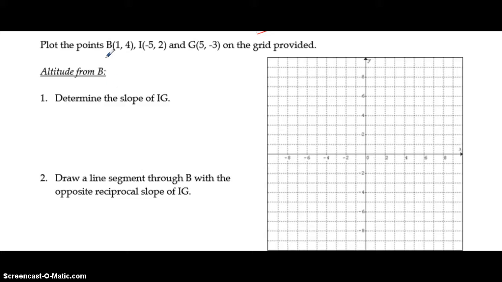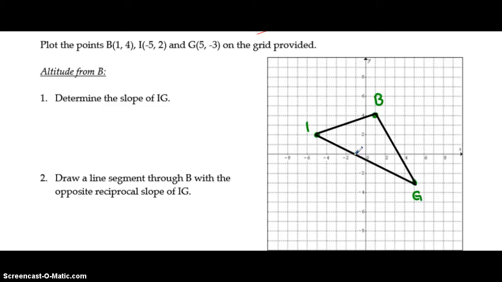I'd like you to start with graphing triangle BIG, again with a ruler. B is at (1, 4). I is at (-5, 2). And G is at (5, -3). With your ruler, join these to make a triangle. And we're going to find the altitude from B down to side IG.